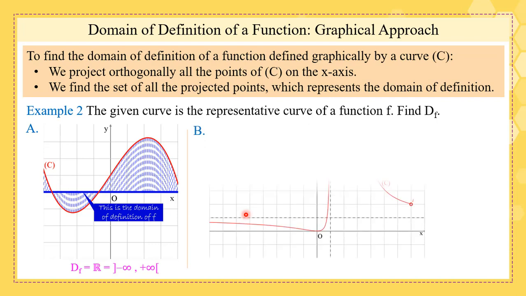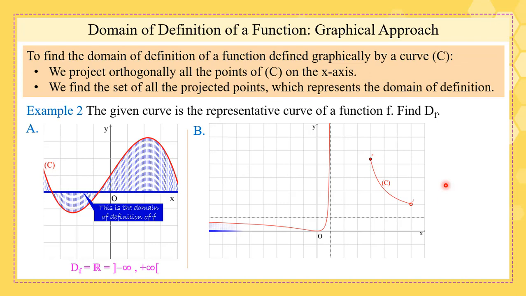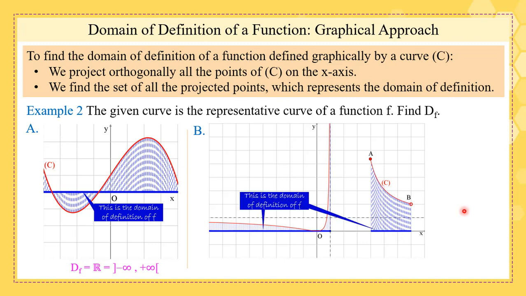Now, let's take another example. Well, in this case, if we project each point of the curve on the x-axis, we see that we're going to have a gap here because we don't have any curve up or down. So the domain of definition in this case would be these two branches, or it's negative infinity 1 union 4 plus infinity.